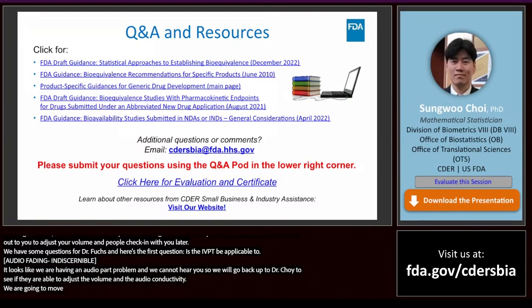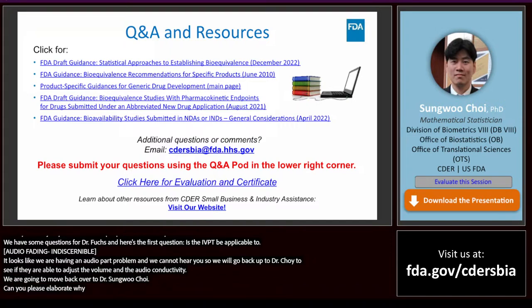Could you please elaborate why the study design recommendation has changed from crossover to parallel?